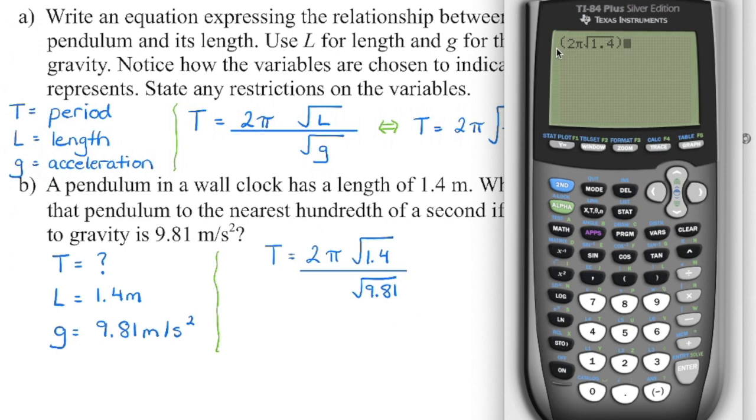This tells the calculator we're going to calculate the entire value of that numerator, and then we're going to divide by, and we don't necessarily have to bracket this, but let's bracket it. There's only one term there. So the square root of 9.81, right arrow to get out of that radicand, close the bracket, and we have a value of 2.37, etc.